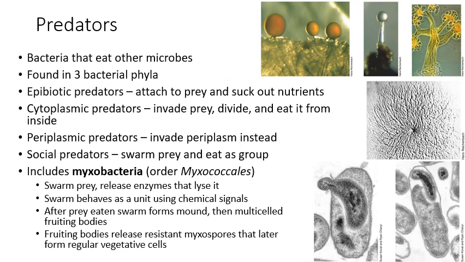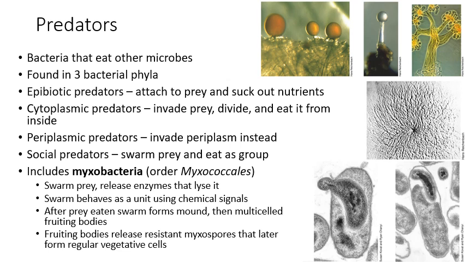There are 3 different phyla of bacteria that include predators. Of course, not everybody in those phyla would be a predator, only some. And you've got 4 different types of bacterial predators. You have the epibiotic predators. Those are going to attach to the prey microbe and suck nutrients right out of it. Then you have cytoplasmic predators that will actually go inside of their prey and start dividing inside of the prey and end up eating it from the inside out.